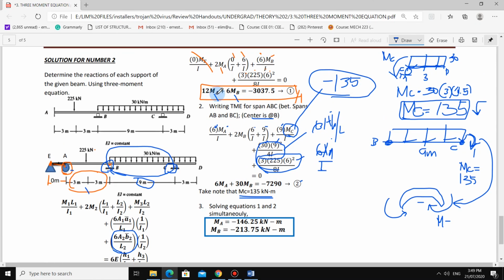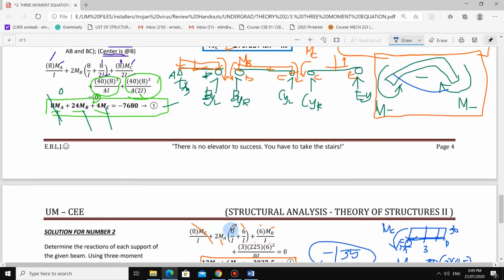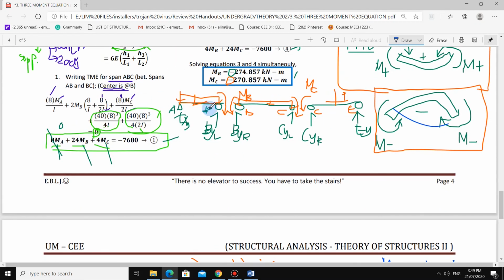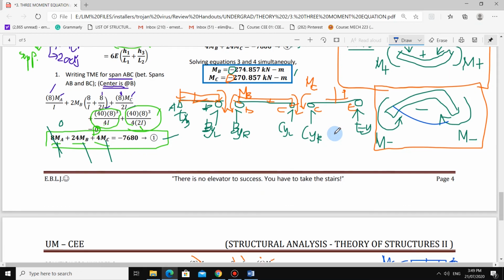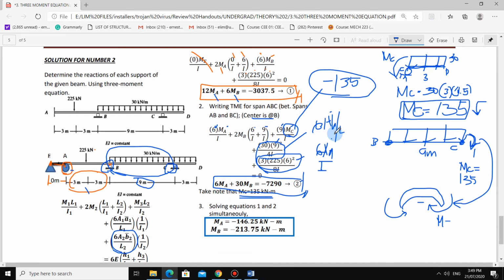So we have two unknowns, MA and MB, and two equations, equations 1 and 2. Solving simultaneously, we have MA equal to negative 146.25 and MB equal to negative 213.75 kilonewton meter. The negative sign here follows the same approach as in our example 1, where I explained earlier the effect of the negative sign and its rotation on the beam.